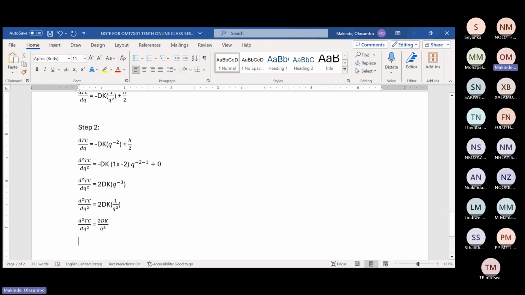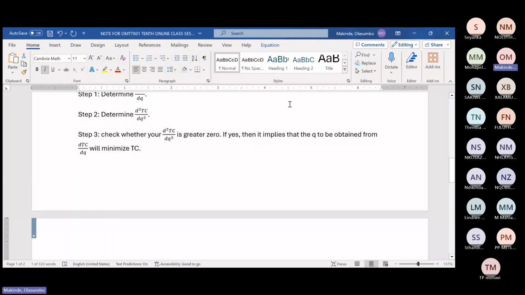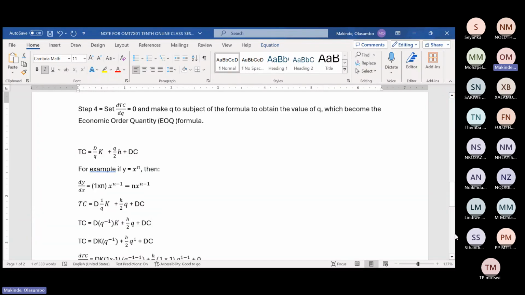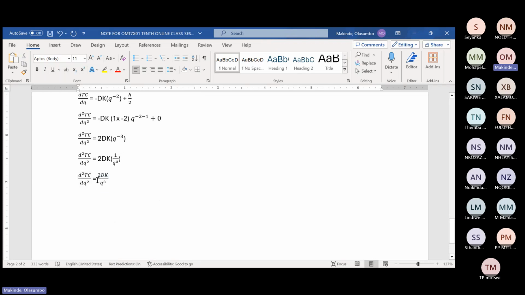So if you look at this, this is the final expression, and you can see the result of d squared TC over dQ squared. Now, after we have got it, we need to go and check to say, is that expression greater than 0? Is it positive? If yes, that means the Q we are going to get from the dTC/dQ will minimize our cost. So if you look at what we have here, it is 2DK. So D is like annual demand, which will be a positive value. K is ordering cost. Q is also like how many products you want to order. So you can see that value is positive. So you can now say, because we didn't have any negative in front of it.